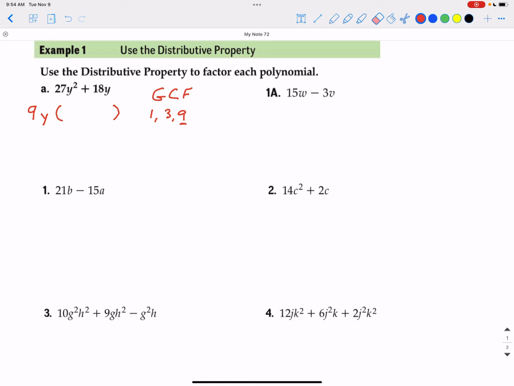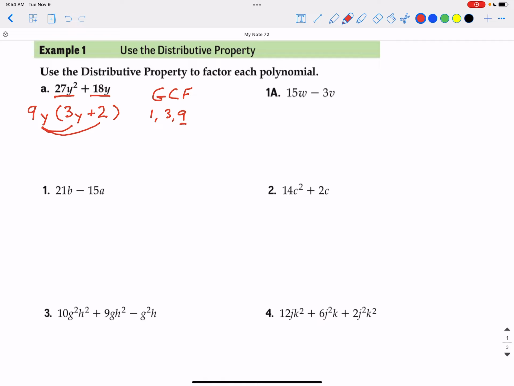Then we have to figure out what's left inside of parentheses. What's left inside parentheses will be what you get when you divide 27y squared by 9y, and that will be 3y. And 18y divided by 9y is just 2. We're dividing because, remember, distributive property is multiplying. We can check this by multiplying 9y times 3y to see if it equals 27y squared, which it does. 9y times 2 is 18y. So we do have this factored correctly. The reason we were dividing is because the reverse of multiplication is division, and we're trying to figure out what the binomial is inside of the parentheses.